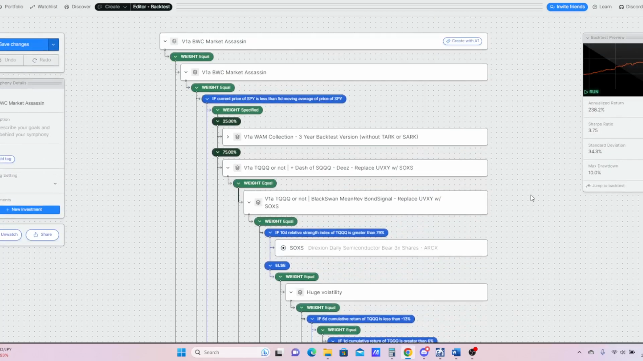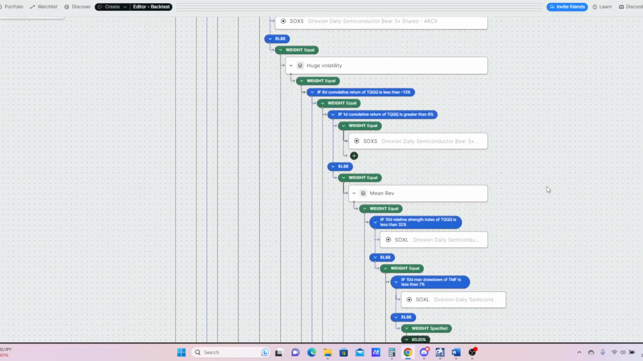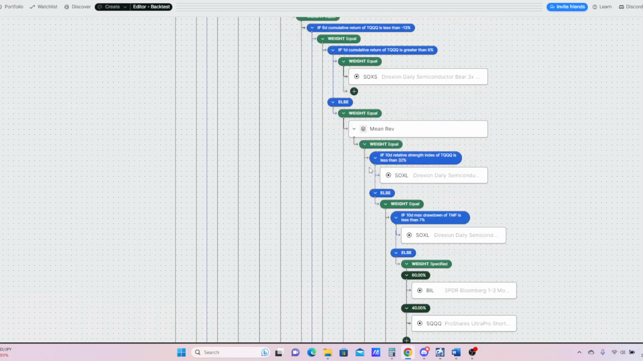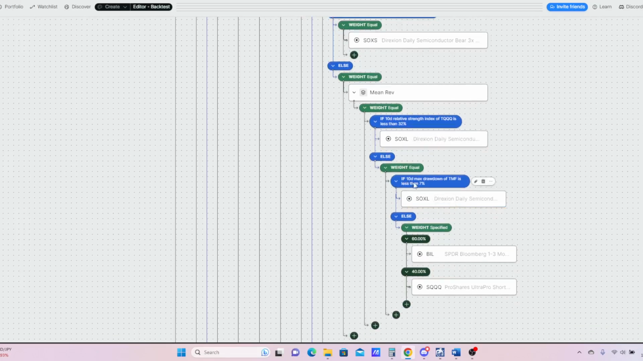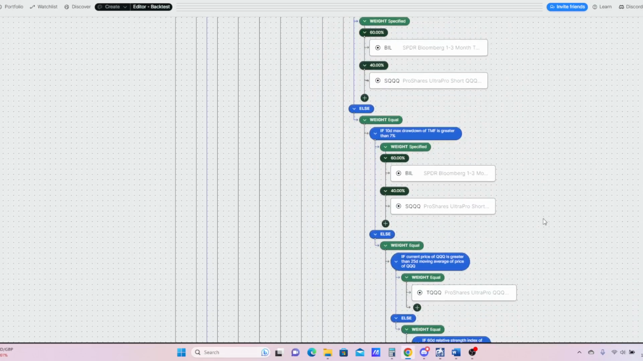Me personally, I like using UVXY, but that's really the only thing I don't understand. Everything else in here is just 10-day RSI of TQQQ is less than 32, SOXL. 10-day max drawdown of TMF is less than 7%, it goes SOXL. I don't really understand that either. But it seems to work, so.